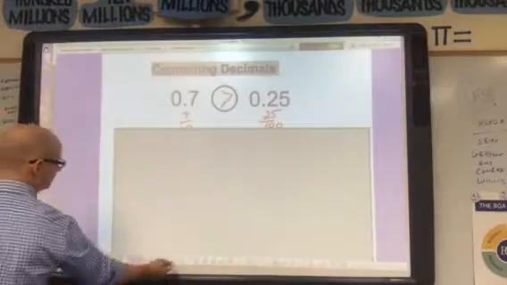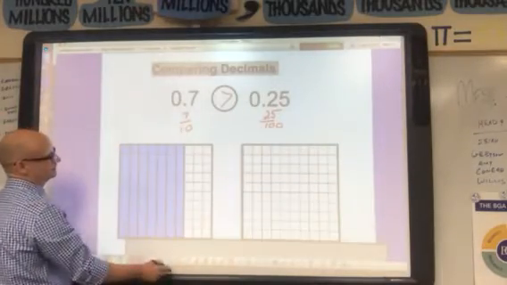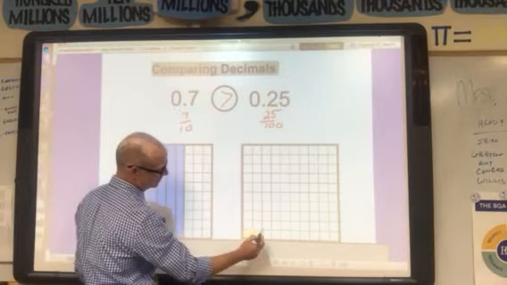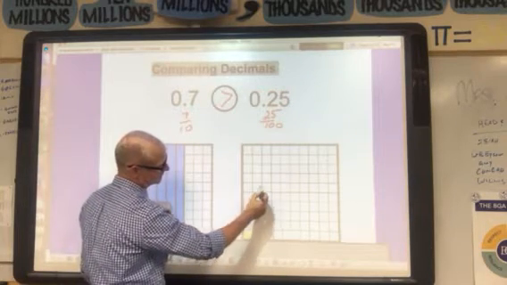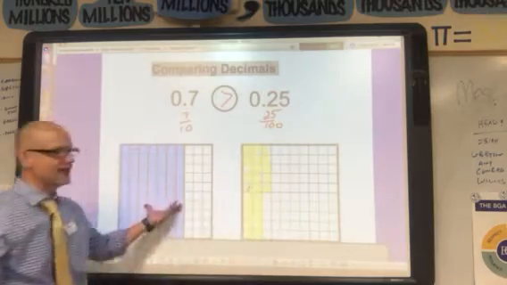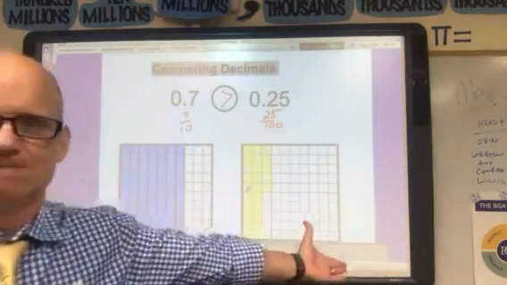So you can look at it visually. We shade in 7 out of 10. If I shade in 25 out of 100, it would look like this. That would be 25 out of 100. More than a half, less than a half. All right.